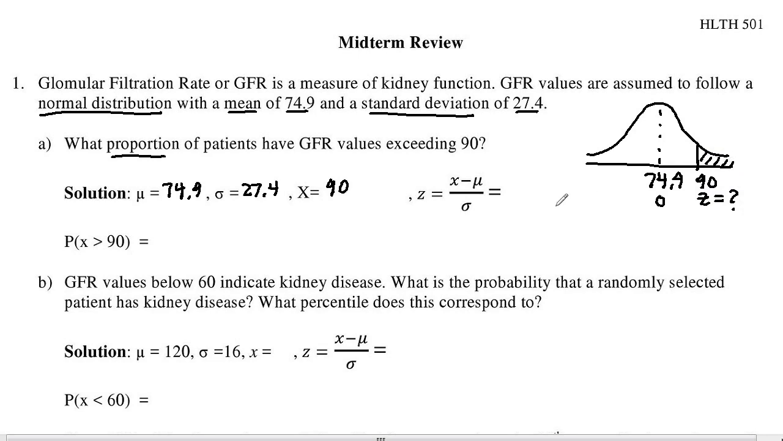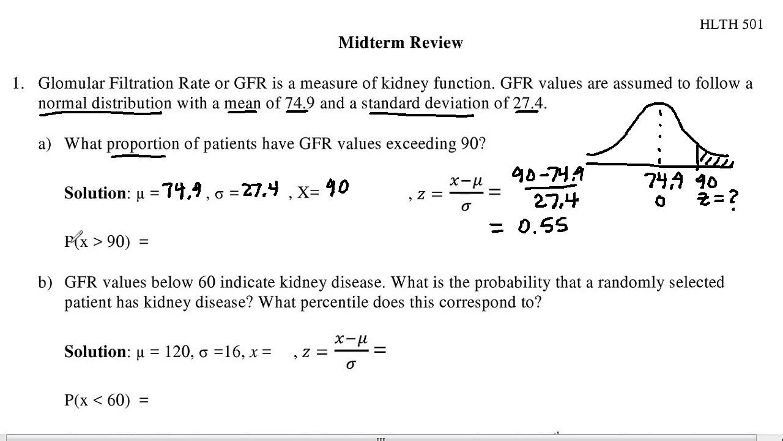We want to know what's the z-score that goes with 90, and then we'll be able to tell that percentage, this percentage here. So the z-score is the difference between the data value and the mean divided by the standard deviation. So for us, that's 90 minus 74.9, and then divide by the 27.4. So key that into your calculator and then round to 2 decimal places, and if you do, you get 0.55.